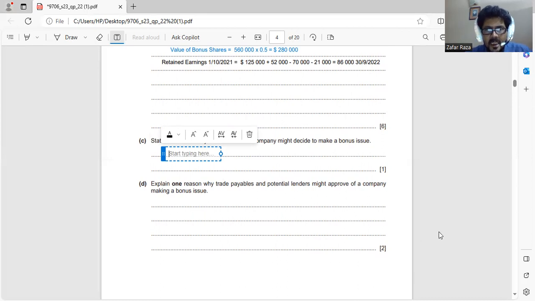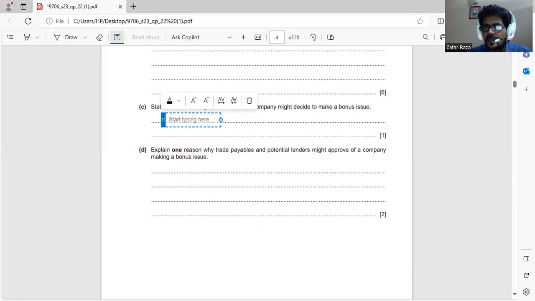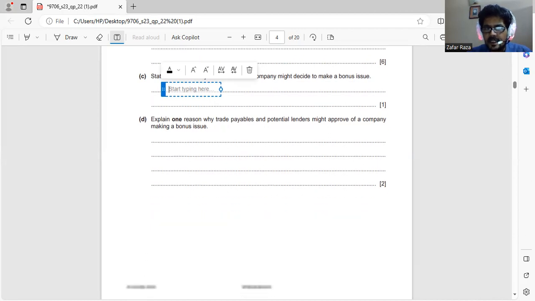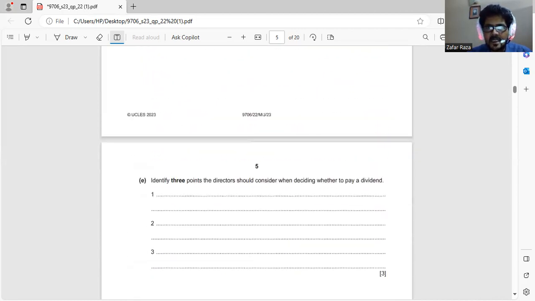Explain one reason why trade payables and potential lenders might approve a company making a bonus issue. All the creditors know that when the company is giving stock dividend, or we call it bonus shares, it means the company is not going to spend its cash. So there is no effect on their liquidity. That's why they never argue.